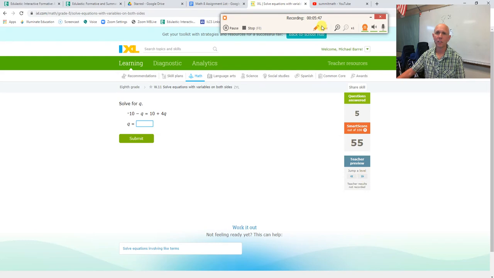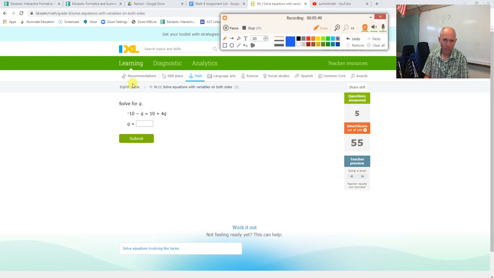Yeah, that's not much of a jump. I don't see anything magical happening here. Negative 10 minus q equals 10 plus 4q. Do you want to add q to both sides, or do you want to add or subtract 4q from both sides? I'm going to add q to both sides. It's your choice.